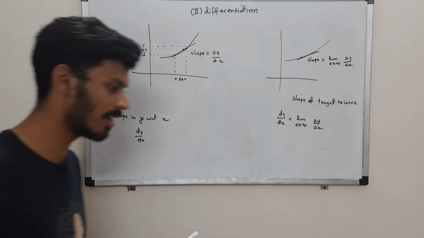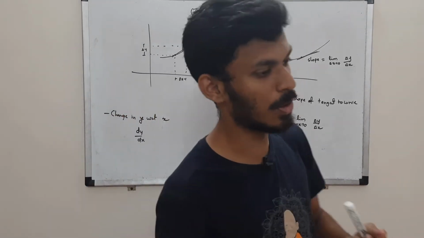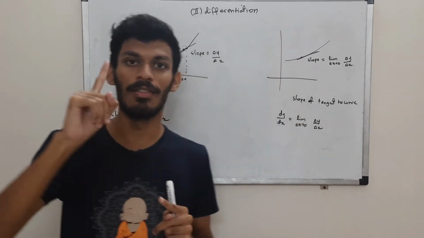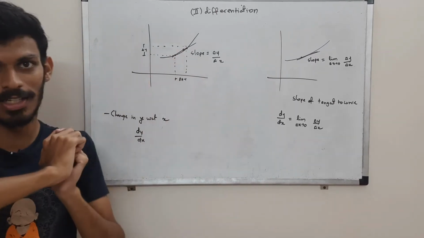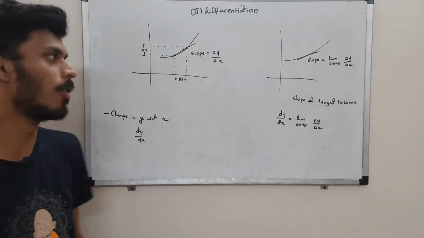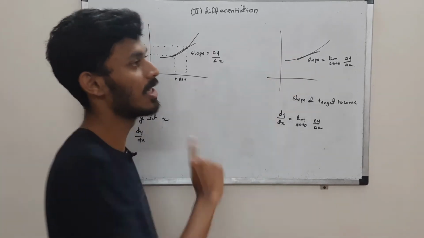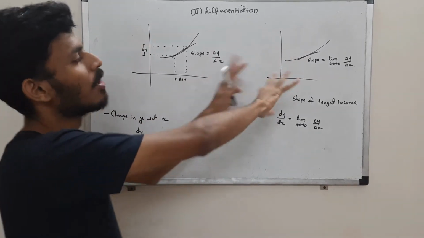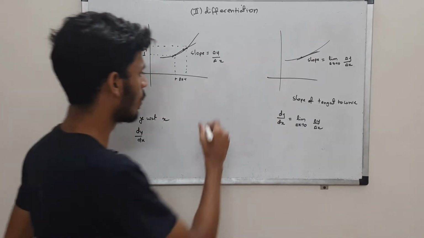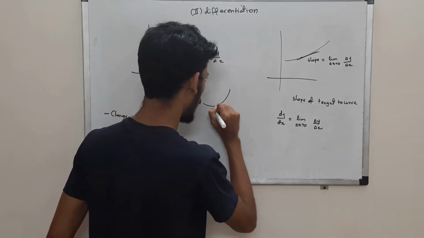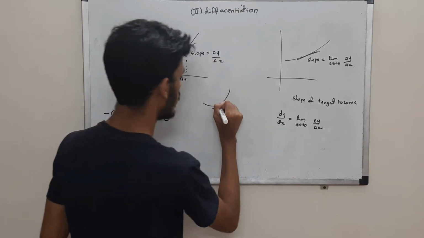A tangent is basically a line which only intersects the curve at one point. Here the line is intersecting at 2 points, so it is a chord, and in this case it is a tangent. It is only intersecting at one point. The diagram is shabby, but a tangent only intersects the curve at one point. So this is a tangent.